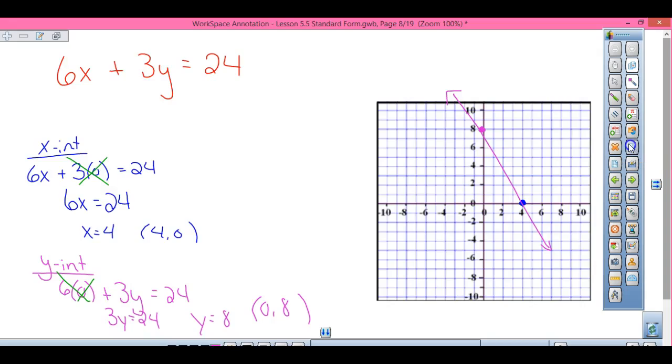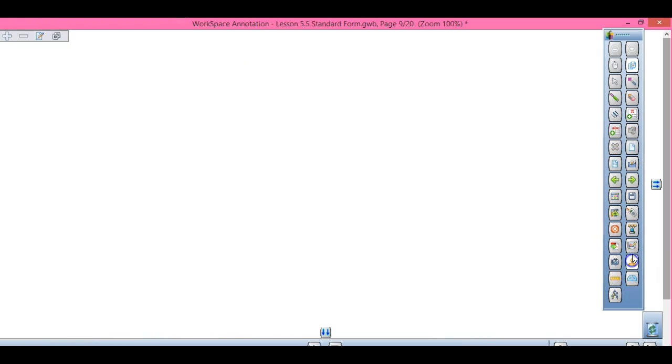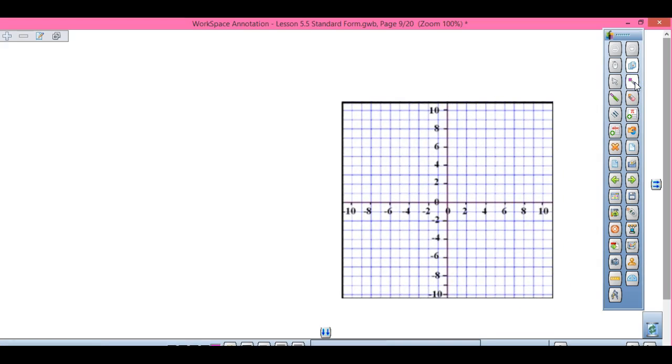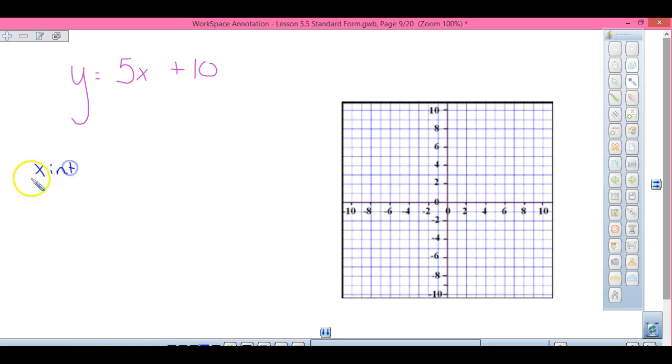Okay, one thing we have to talk about. What happens if they give me an equation in slope-intercept form? What if they give me y equals 5x plus 10? Same thing, guys, same thing. To find the x-intercept, what do I have to do? Put 0 in for y.